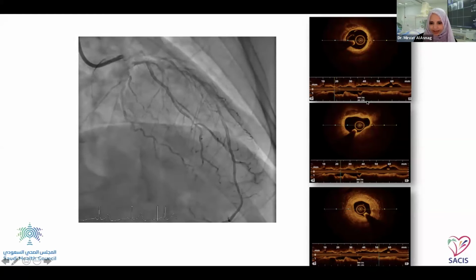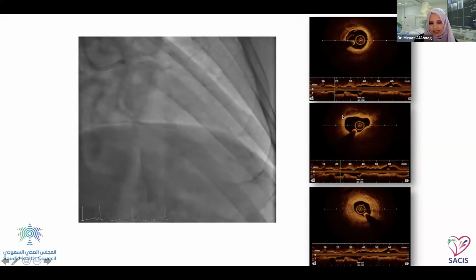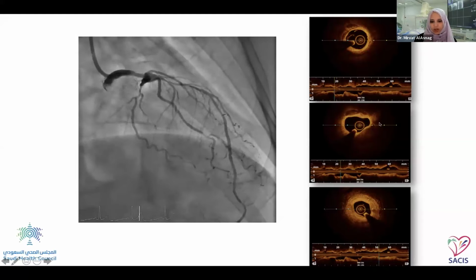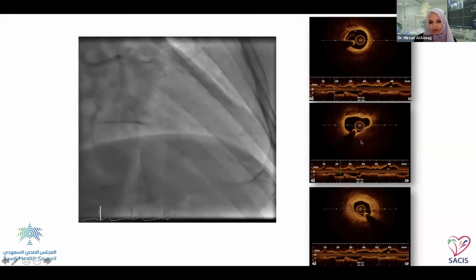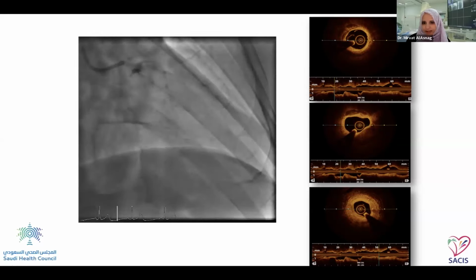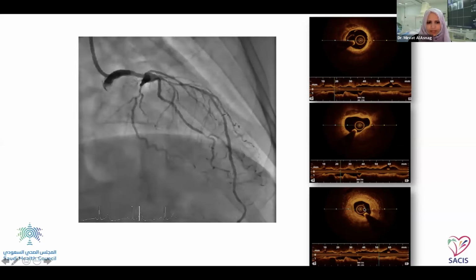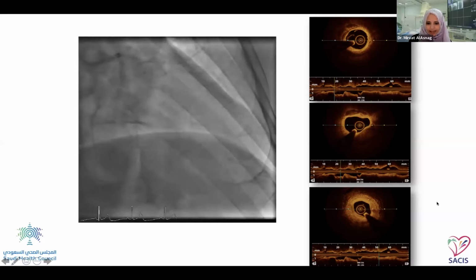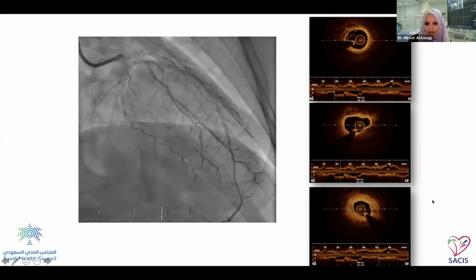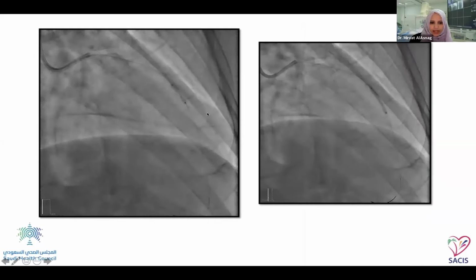But not that much calcium, but you do see, as we keep going down, again more calcium from around 11 to 1 o'clock, and then deeper calcium from around 3 to 6 o'clock. So there are different types of calcium. There's superficial, there's a bit of deep calcium, but not a whole lot. And some very fibrotic segments as we're moving more and more distally. So we end up dilating.